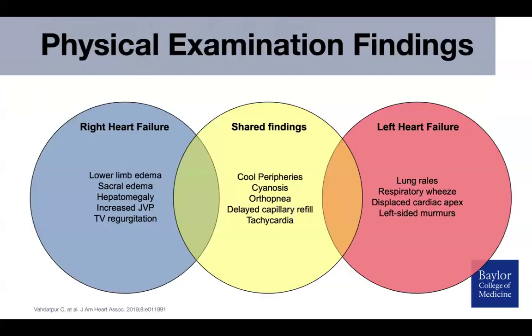On physical exam, you want to look at findings consistent with heart failure. There may be shared findings that you'll see in both right and left heart failure: cool periphery, cyanosis, orthopnea, delayed capillary refill, tachycardia. On the right, you'll see left heart failure. These patients may have rales in their lungs, respiratory wheezes, displaced cardiac apex, as well as left-sided murmurs. On the left, you can see right heart failure signs. These would be lower limb edema, sacral edema, hepatomegaly, increased jugular venous pressure, and tricuspid valve regurgitation.